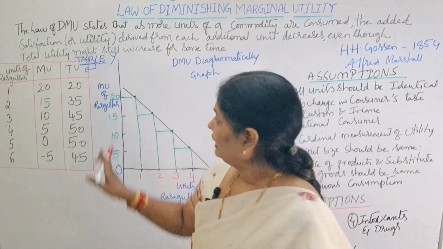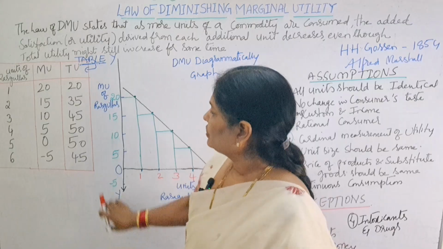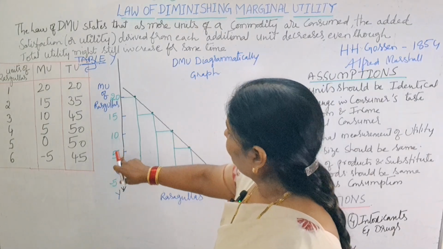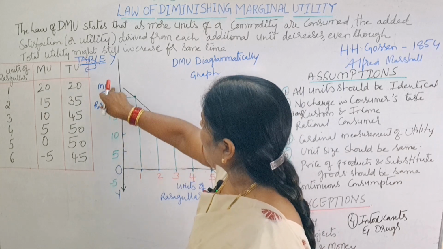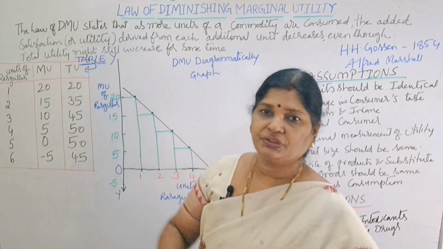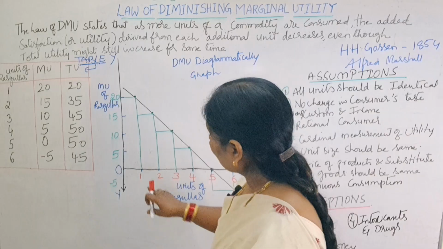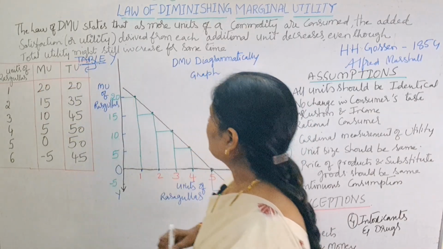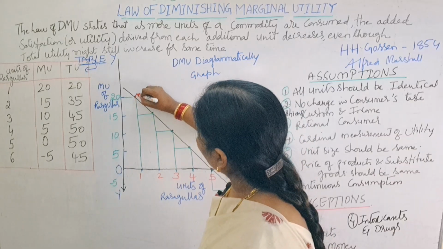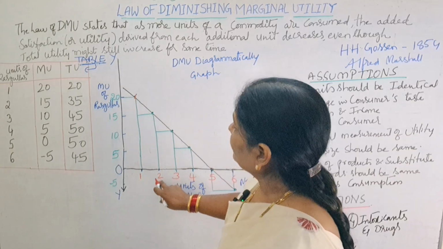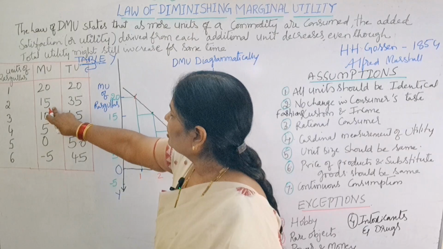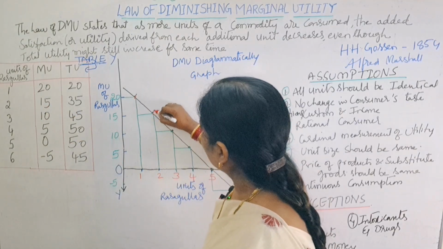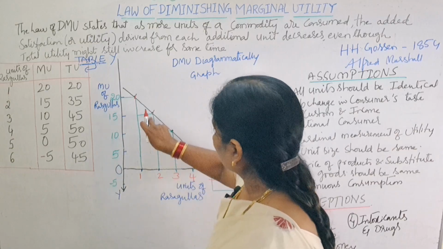So when you have consumed the first rasgulla, what is your satisfaction? You can see it on the OY axis. It is called what? Marginal utility of rasgullas. Here we have shown 5 utils, 10 utils, 15, 20, 25, 30, like that we can show, right? At the first rasgulla, what is your marginal utility? 20. So here we have shown 20. Next, at the second rasgulla, what is your marginal utility? 15. So at 15 we have shown the second rasgulla.